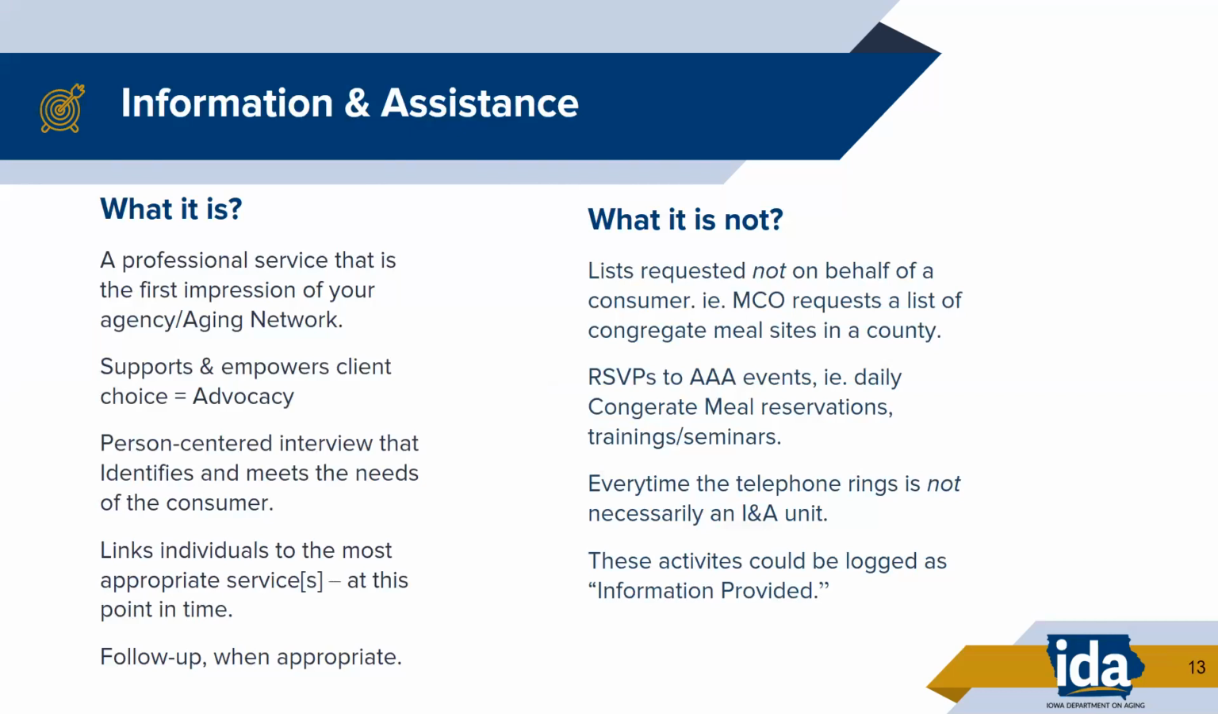I&A is not consumers calling your agency to RSVP for AAA events, trainings, or congregate meal reservations. One way to look at it is that not every time the telephone rings is necessarily an I&A unit. The above activities could be logged as information provided if they do not meet that definition of information and assistance.